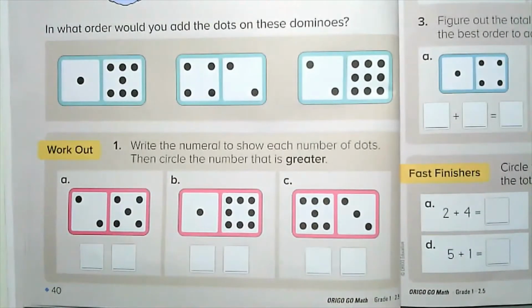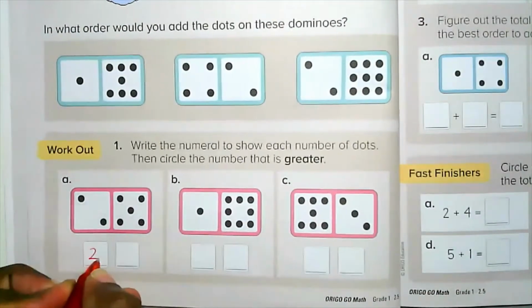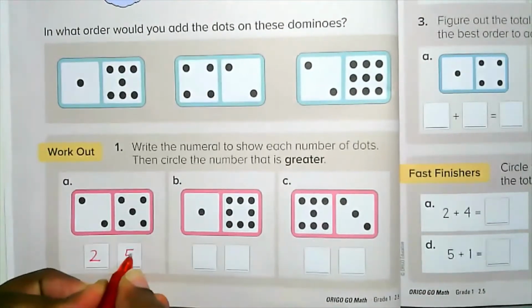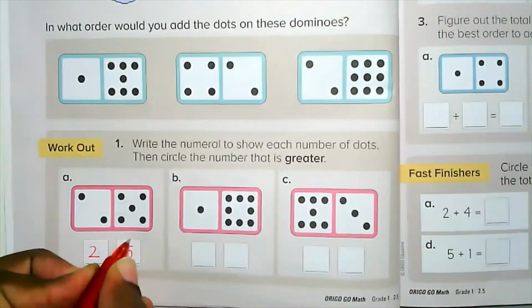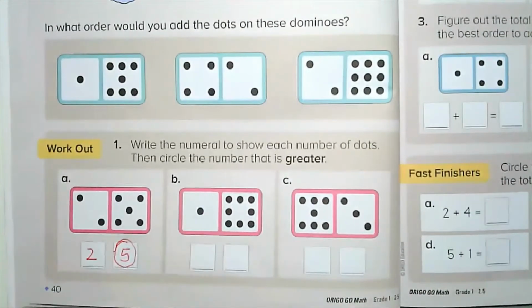Number 1, write the numeral to show each number of dots, then circle the number that is greater. So here we have 2. We write 2 here, and here we have 5. 2 and 5, which number is greater? Good job, it is 5. So we write 5. We circle 5.